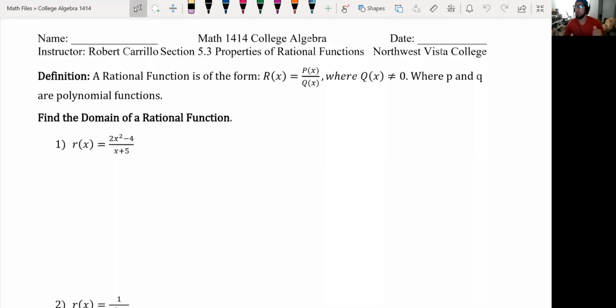All right, everybody. We are now on 5.3, back to 5.3 from 5.7, right? Why the skip? Who knows?